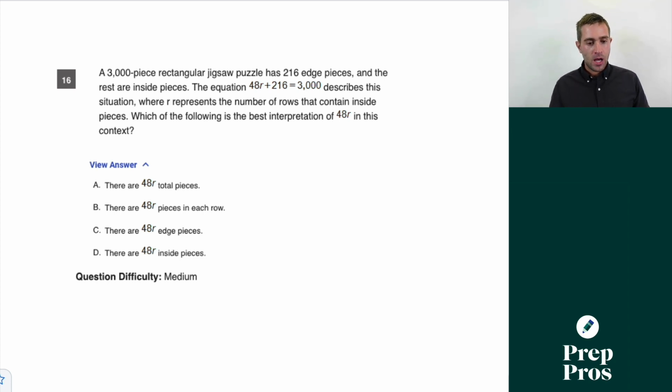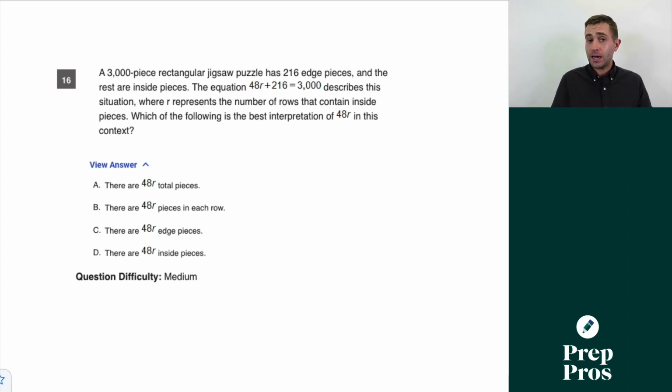Question 16. A 3,000 piece rectangular jigsaw puzzle has 216 edge pieces and the rest are inside pieces. The equation 48r plus 216 equals 3,000 describes the situation where r represents the number of rows that contain the inside pieces. Which of the following is the best interpretation of 48r in this context?